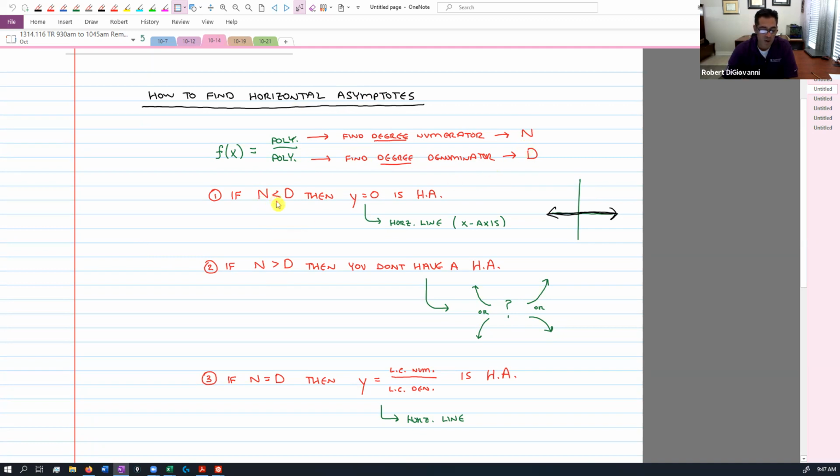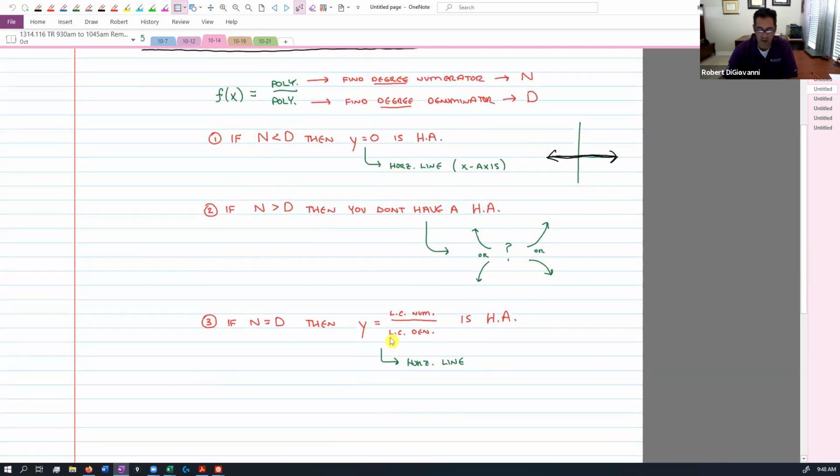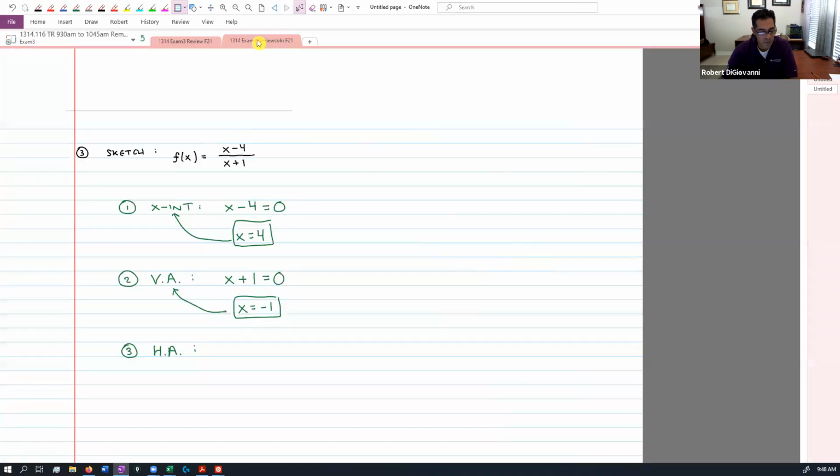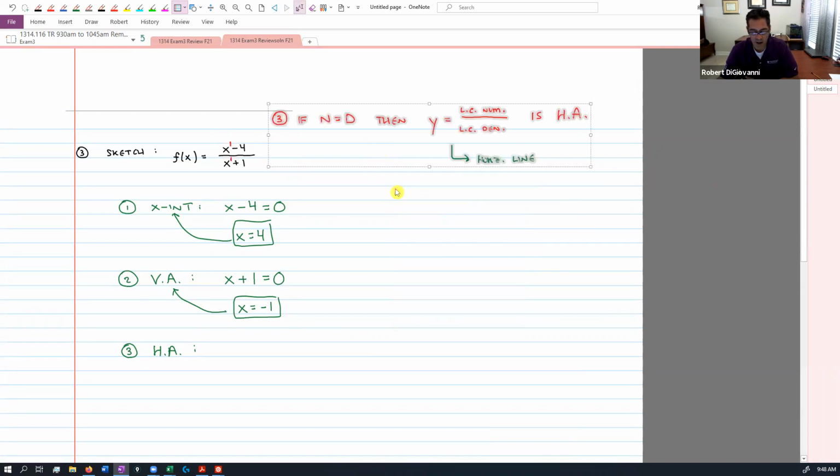If the numerator is smaller than the denominator, then one thing happens. If it's the other way, then you don't have any. And if they're equal, then you have to do this. So this is what we have right here, isn't it? This is the case we have. Let me copy this. In the problem we're doing right now, the degree of the numerator is 1, and the degree of the denominator is also 1. And according to this, if they're the same, right?